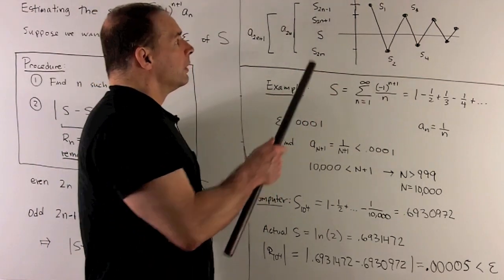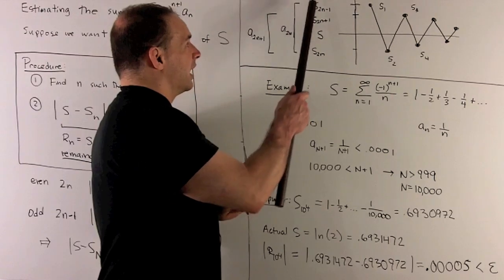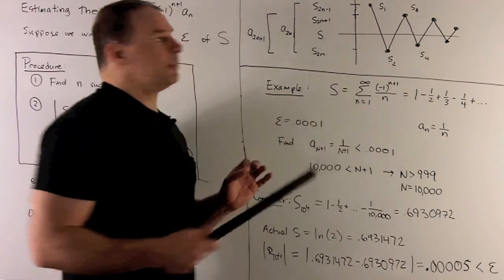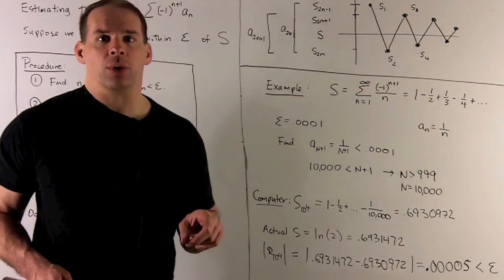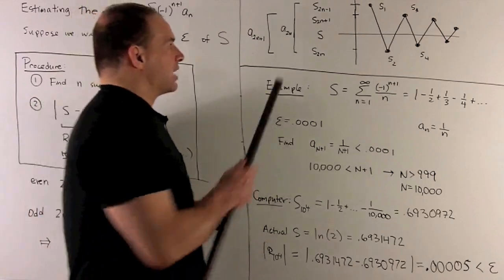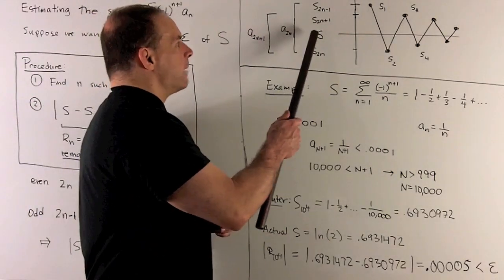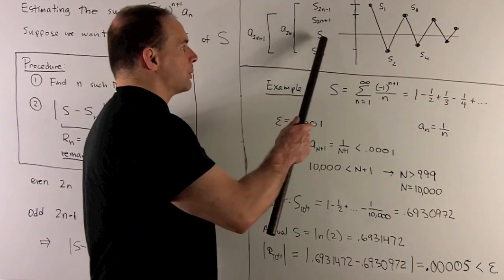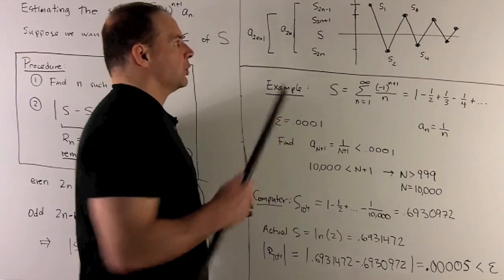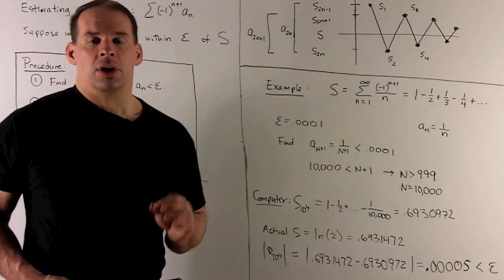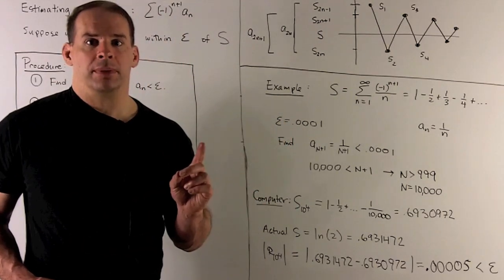Now, the difference between s and s sub 2n minus 1, put in an absolute value, that distance is going to be less than our a sub 2n. So that means our remainder here in absolute value is less than a sub 2n. So that's 1/2 of our estimate.